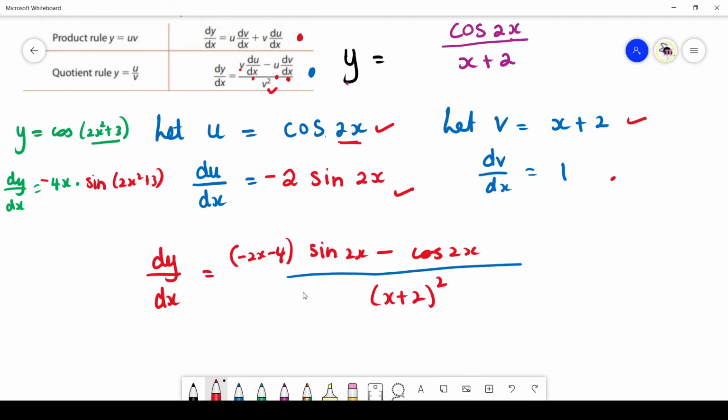So I will do one more example on the quotient rule, and then if you guys have additional questions, you could leave comments down below, and perhaps I might even do a full tutorial session on the product and the quotient rule.